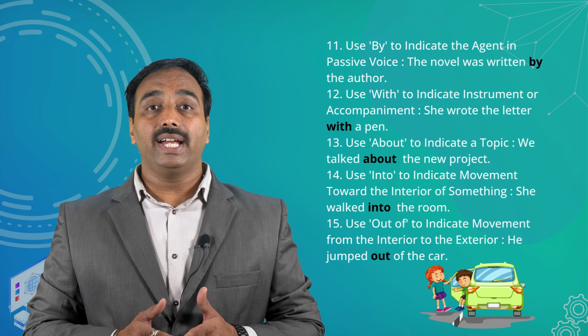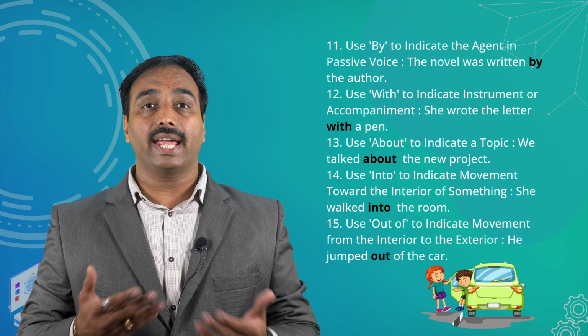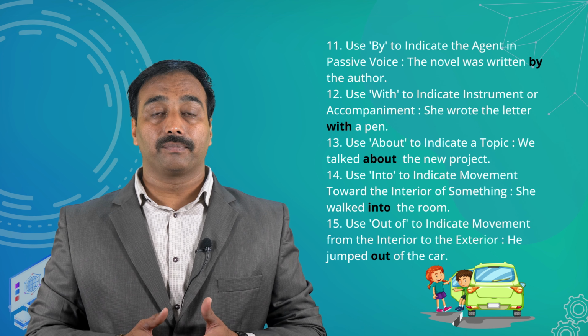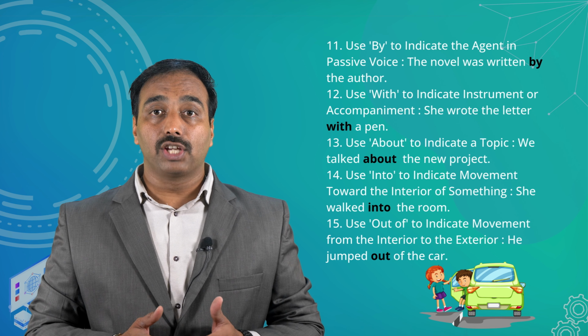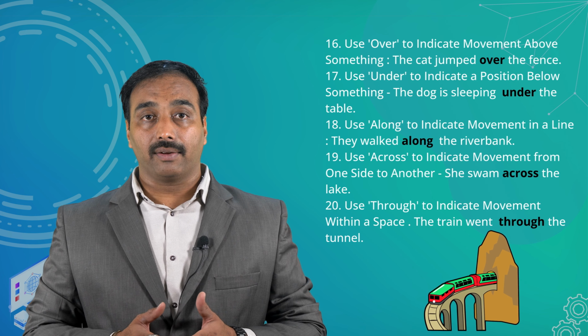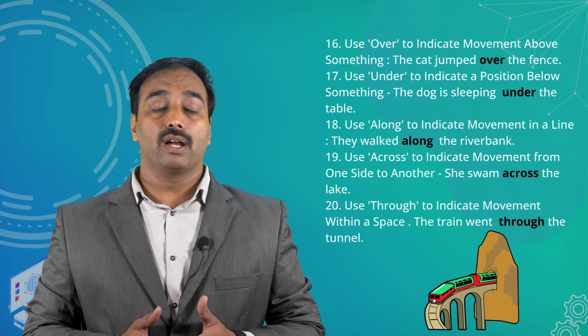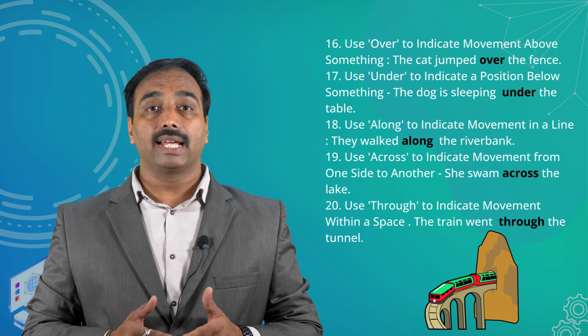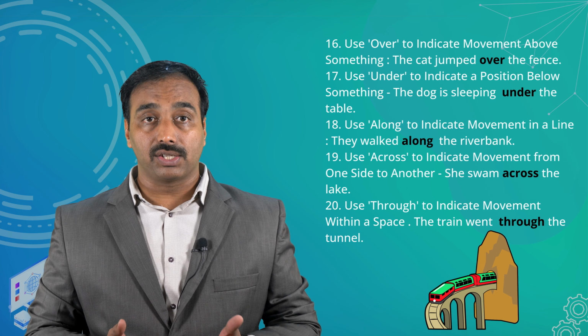Use out of to indicate movement from the interior to the exterior. Out of denotes exiting or leaving. Example: he jumped out of the car. Use over to indicate movement above something. Over suggests movement from one side to another above something. Example: the cat jumped over the fence.